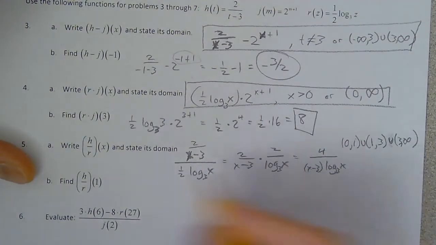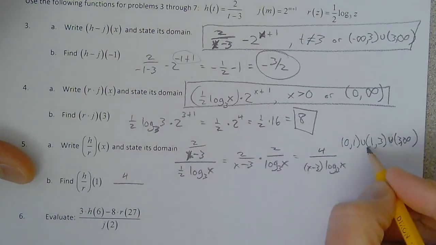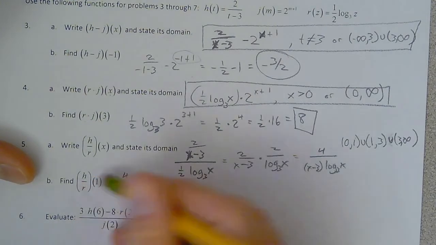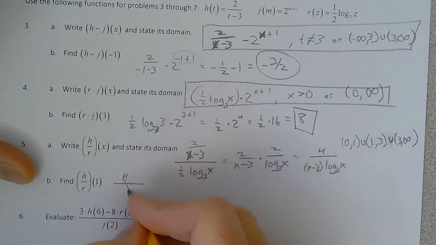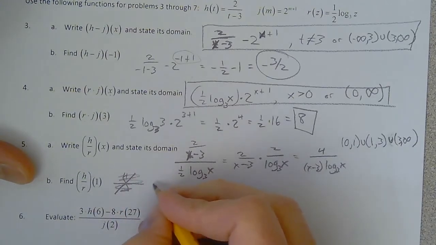And if we try to plug a 1 into that, then we're going to get a 4 over, but 1 was not in our domain. Okay, so we don't even have to do this part. Once we recognize that the 1 is not in the domain, we say that this is undefined.